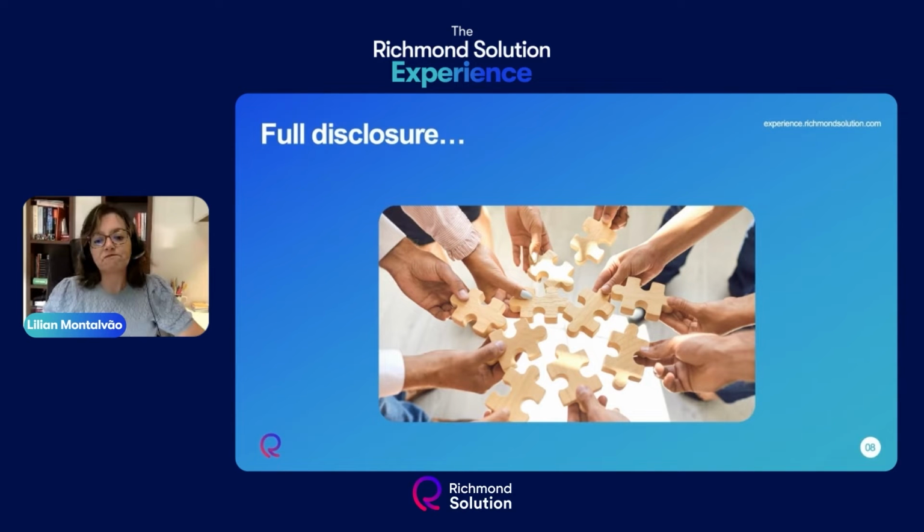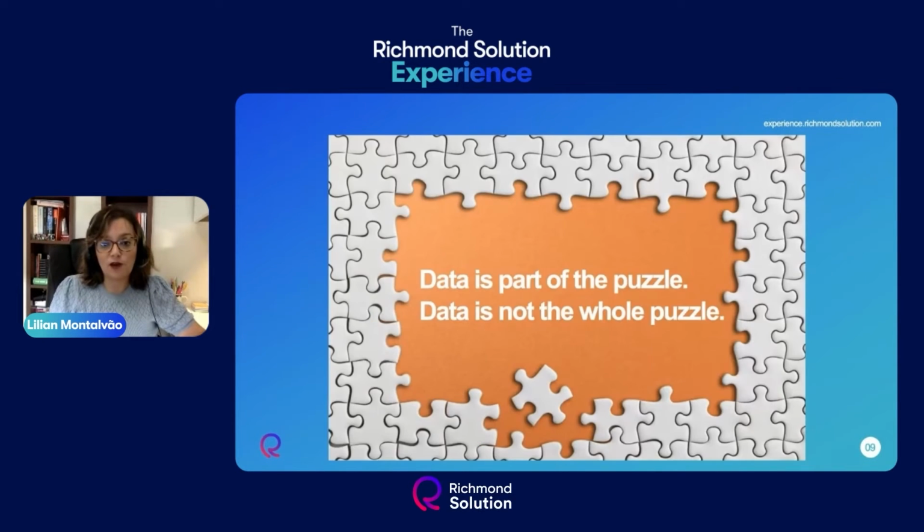So, data is part of the puzzle, but data is not the whole puzzle, right? Because we know as educators that this is a very, very complex field. There's a lot of other aspects involved and a lot of things that can't be measured, that can't be actually collected by a computer. Thank God. But yes, data can help. So let's learn how it can help us.